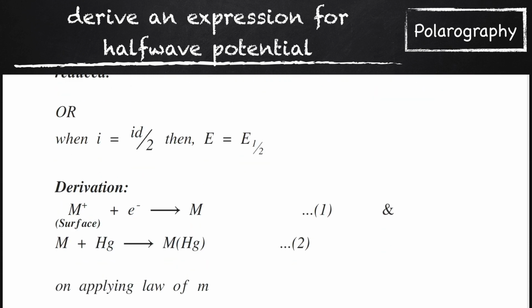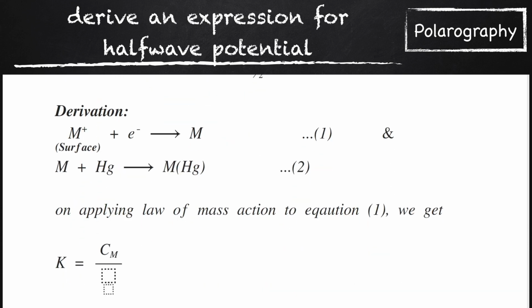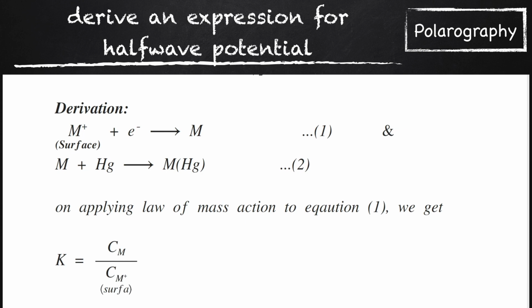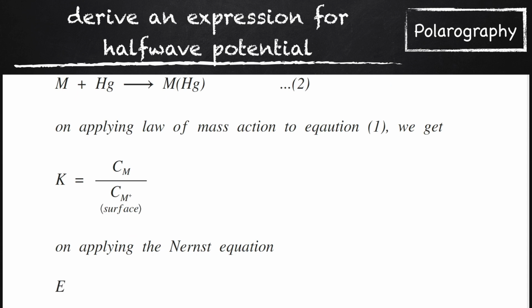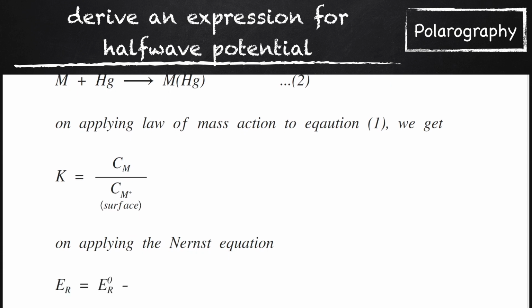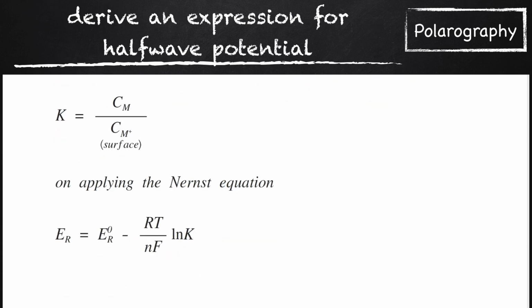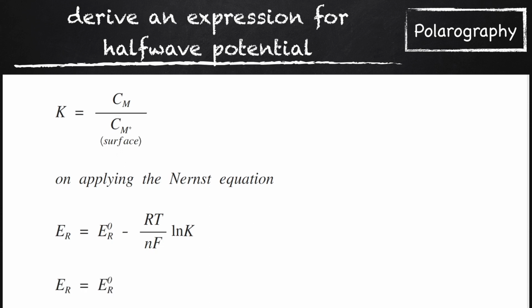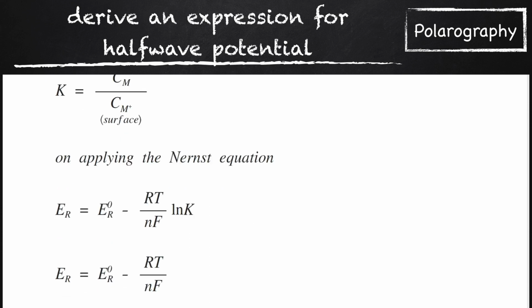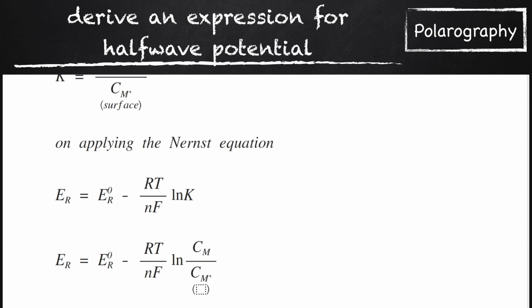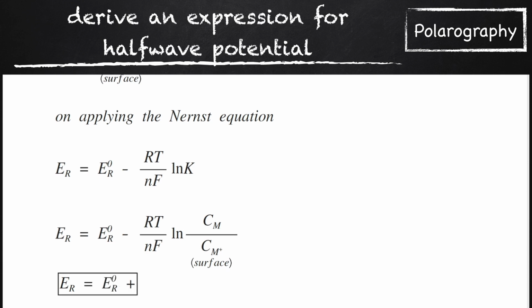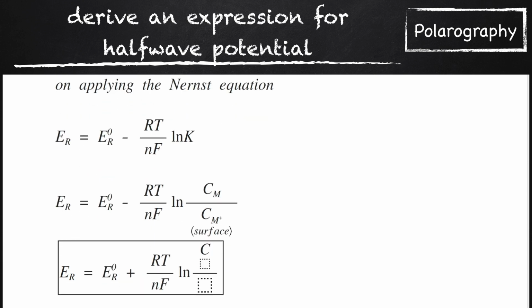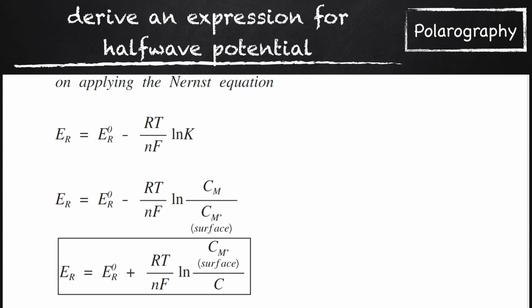On applying law of mass action to equation number 1, we get K is equal to Cm divided by Cm plus at the surface. Now, on applying the Nernst equation, which is E reduction is equal to E0 reduction minus RT by NF ln K. Let's put the value of K. So ER is equal to E0R minus RT by NF ln of Cm divided by Cm plus at the surface. So it becomes ER is equal to E0R plus RT by NF ln of Cm plus surface divided by Cm.